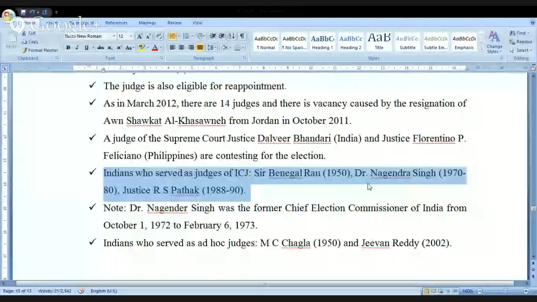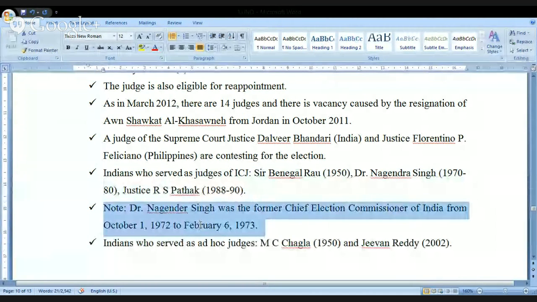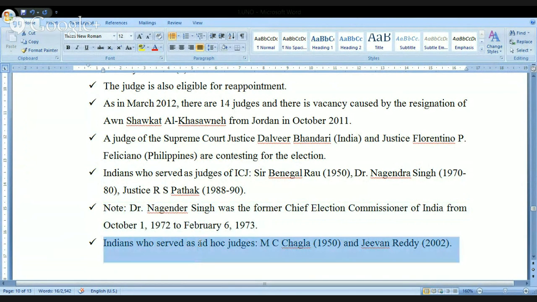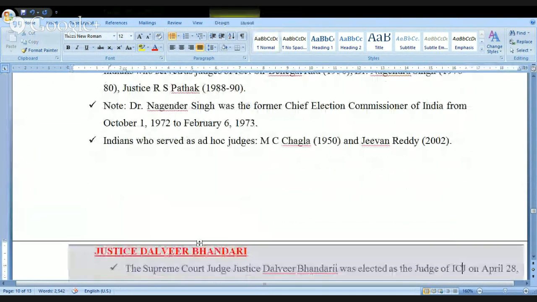Look at this. And look at this. And after this, Dr. Nagendra Singh, Justice R.S. Pathak. So these served as the judges. Dr. Nagendra Singh was a former Chief Election Commissioner of India for a very short period. Look at this. October 1st, 72 to February 6th, 1973. And Indians who served as ad hoc judges were M.C. Chagla and Jeevan Reddy. Ad hoc means temporary. You must be knowing this.